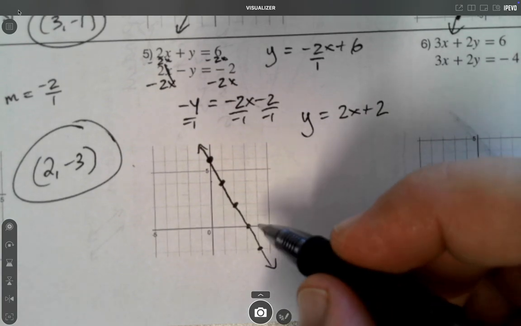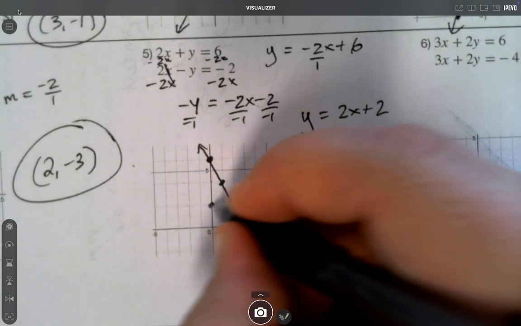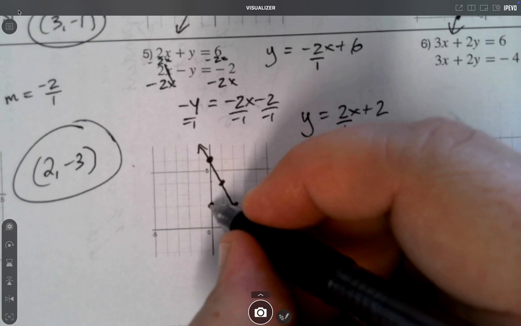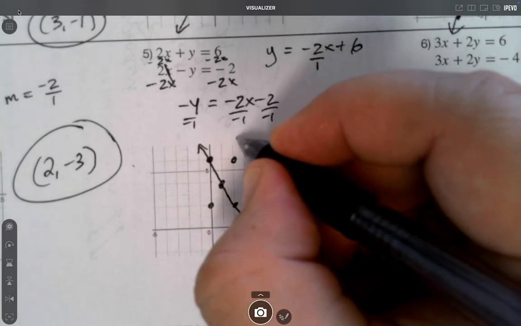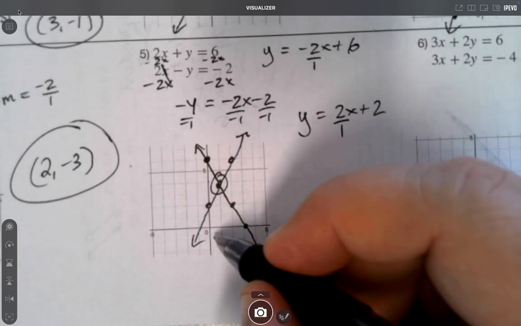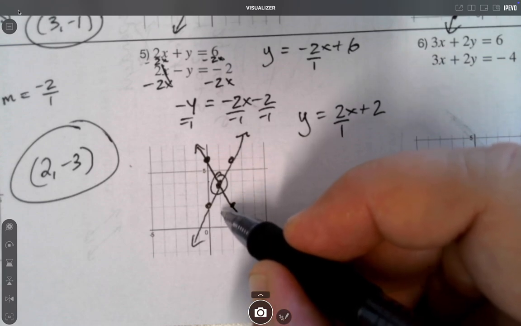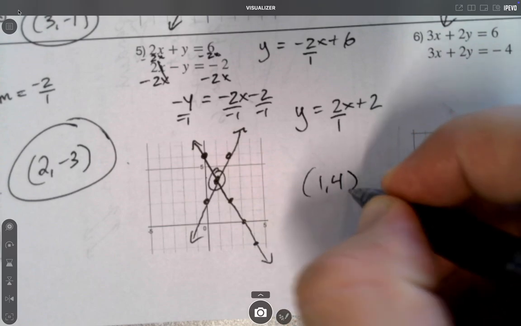So the y-intercept should be first. It's 2. The slope is +2 over 1, so I go up 2 over 1. And there we are, there's the intersection. So they intersect at this point, which is at 1, then we go up 1, 2, 3, 4. So it's at the point 1, 4.